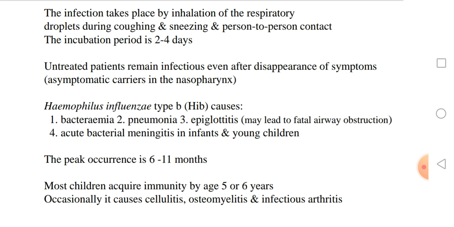Haemophilus influenzae can affect any age, but the commonest group are children. The peak occurrence is 6 to 11 months of age. Most children acquire immunity by the age of 5 to 6 years. Occasionally, Haemophilus influenzae causes cellulitis, osteomyelitis, which is an infection of bone, and infectious arthritis.